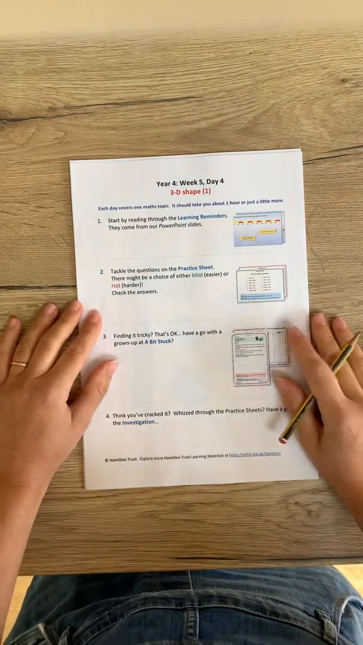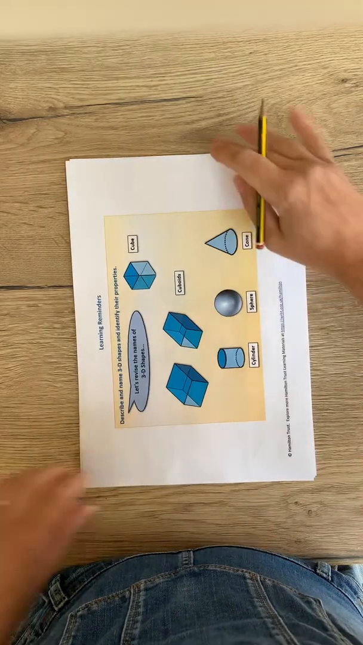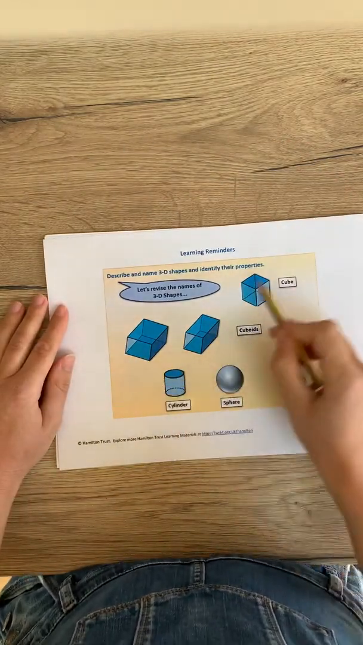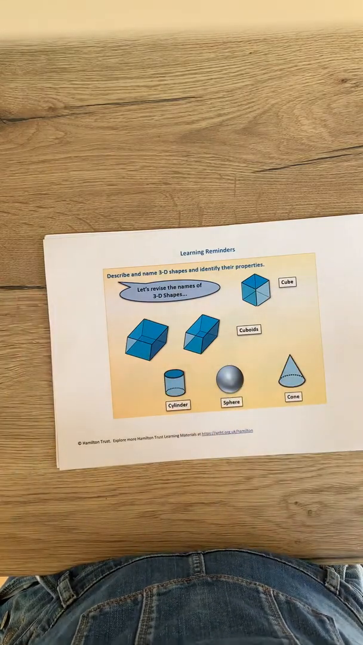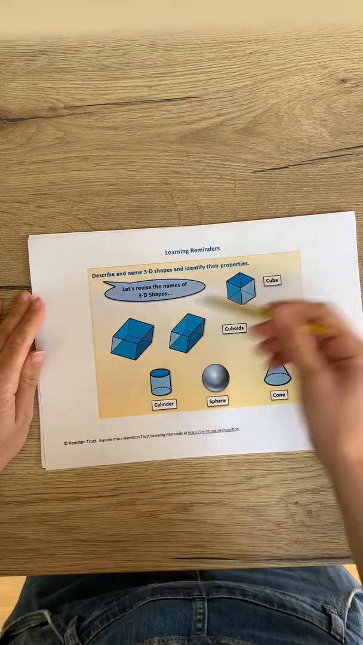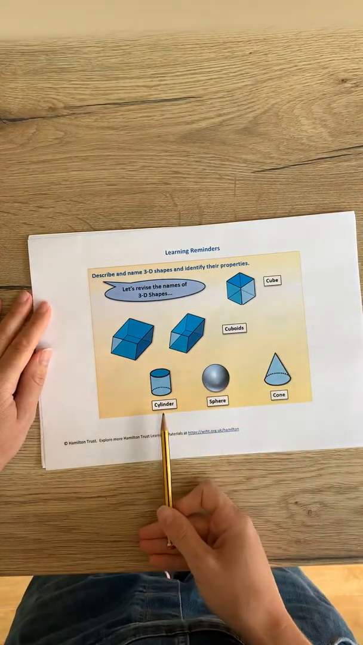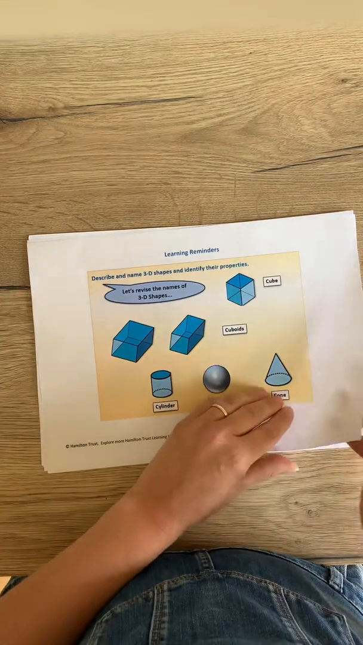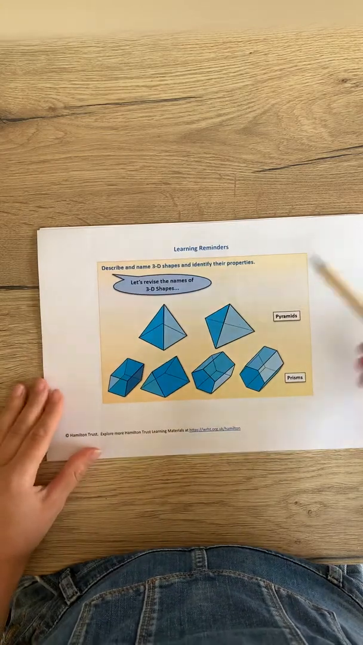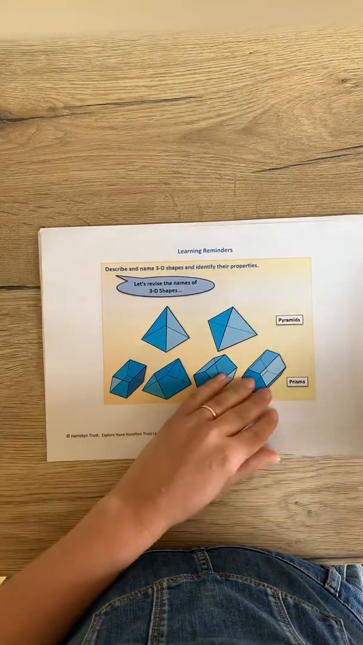And today we're going to be looking at 3D shapes. So the first couple of learning reminder slides are just going through the names and then some images of some regular 3D shapes that we've discussed in class and I'm sure you will all be aware of. So we have cubes, cuboids, cylinder, sphere and a cone on this one. And on the next learning reminder, we have a selection of pyramids and prisms.